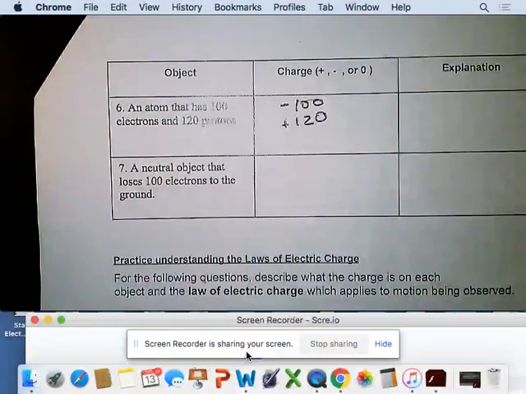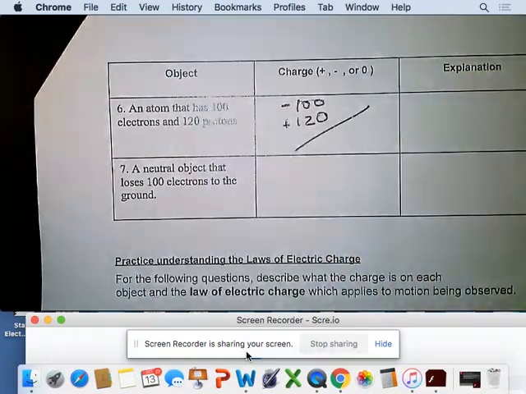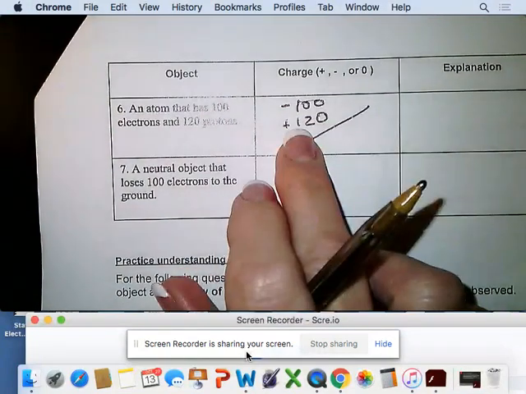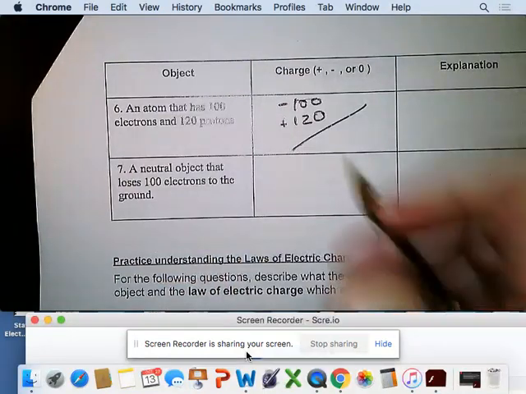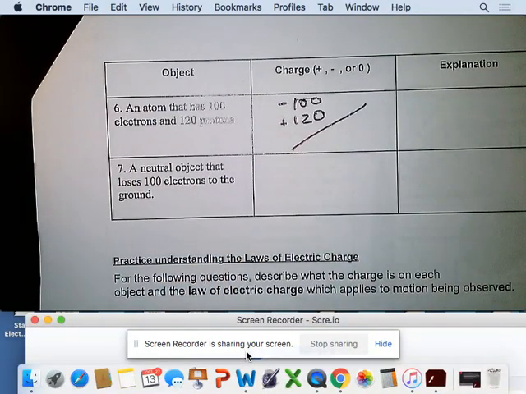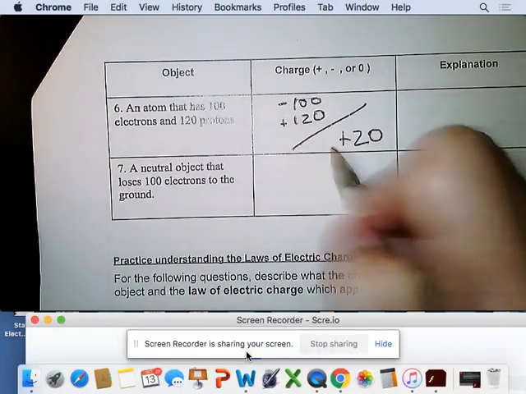Now remember, objects are made up of trillions of atoms and trillions upon trillions of subatomic particles. So we're just doing little example scenarios here. What would be the overall charge on this? What would it be, Brett? Oh, positive because there's more protons than electrons. Okay, good. Positive what? Positive 20. There you go. So it would be positive 20.